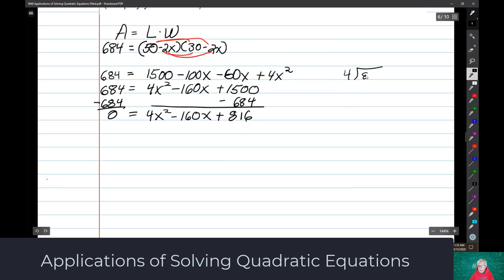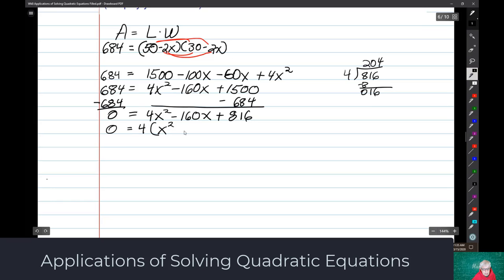4 into 8, 16. 4 goes into 8 2 times. 2 times 4 is 8. 0. Bring down the 1. That's 0. Bring down the 6. And 4 goes into 16 4 times. So yes, it does. So I'll have 0. I will pull out 4 as my GCF.